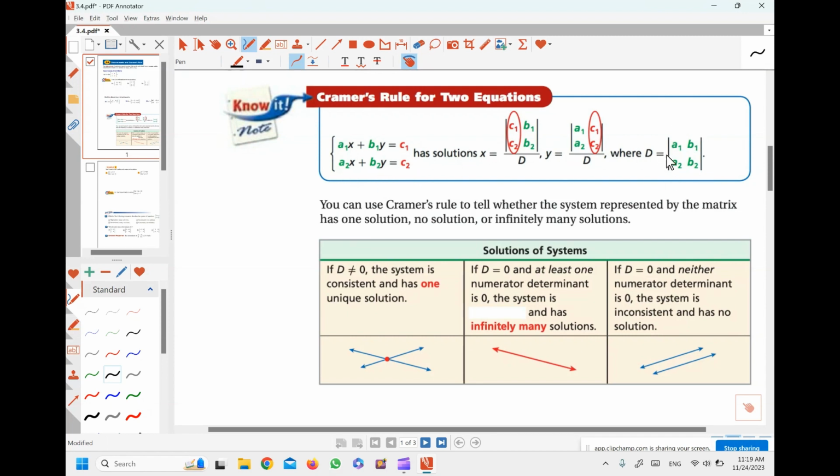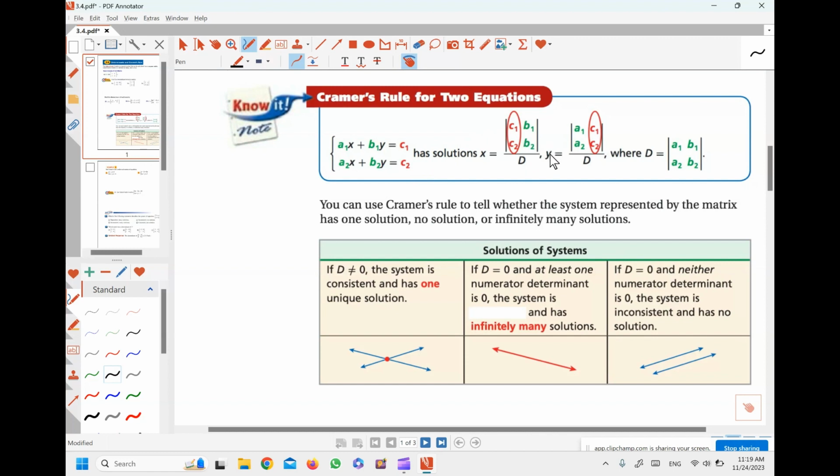So we should write the coefficients first. We use these coefficients as a determinant in the denominator to find x and y. In the numerator, in order, we should write the coefficients of x's and y's. But when you find x, instead of using the coefficients of x's, we will use the constants. The coefficients of x's are going to be replaced by the constants.